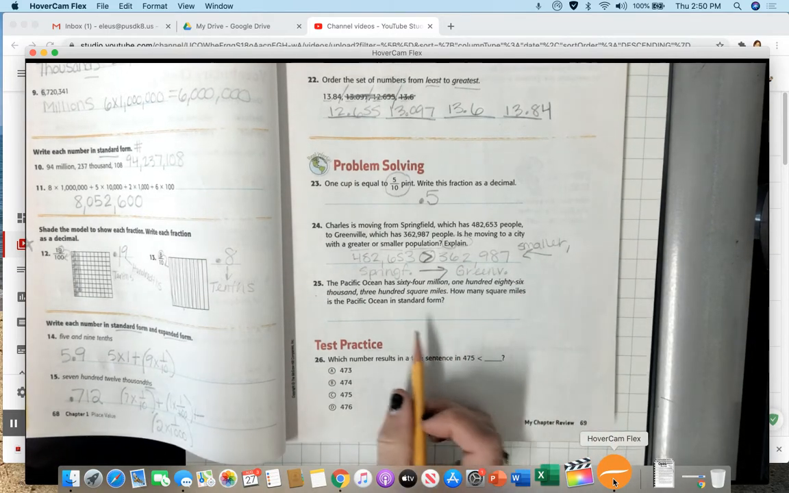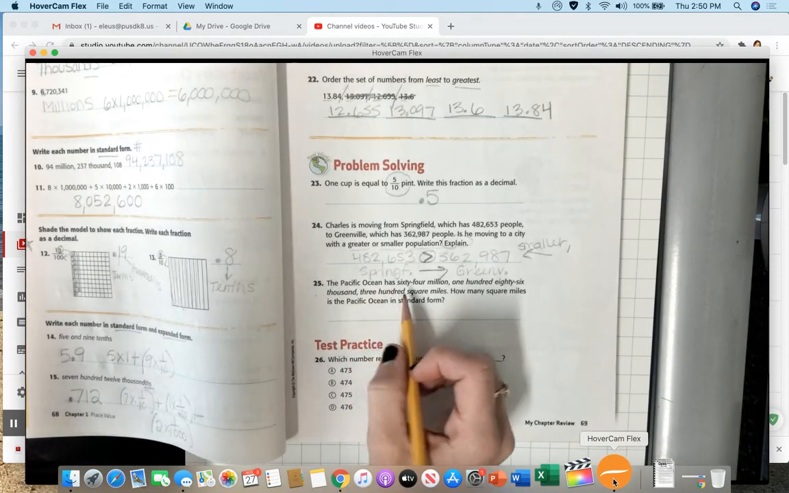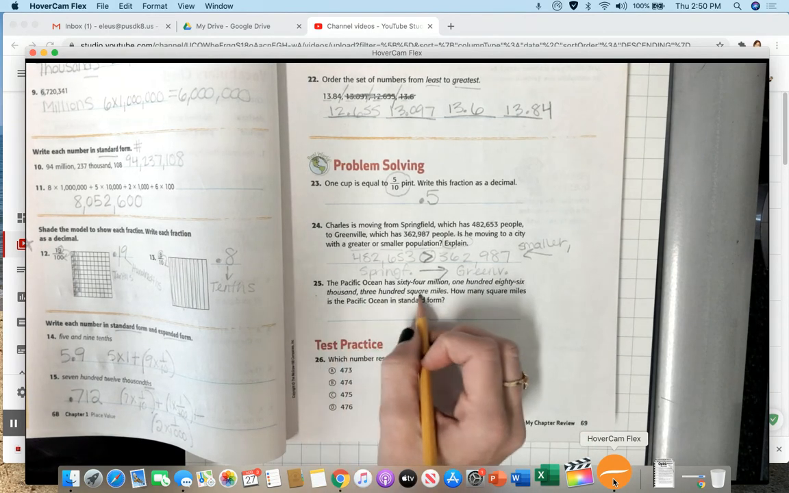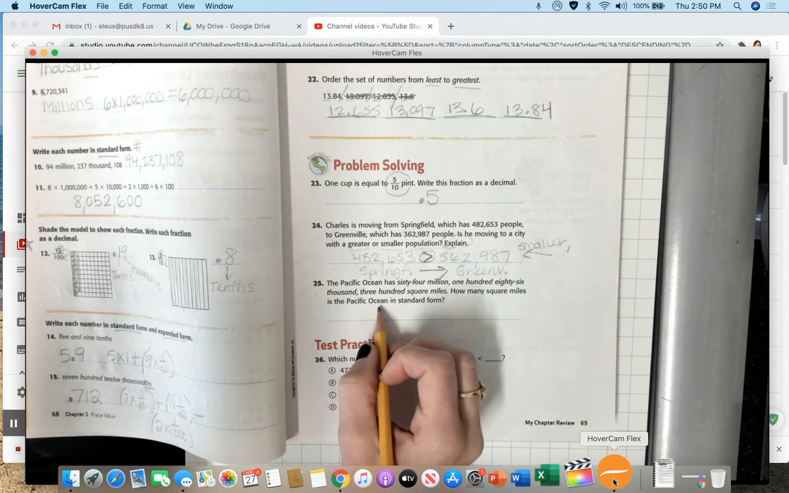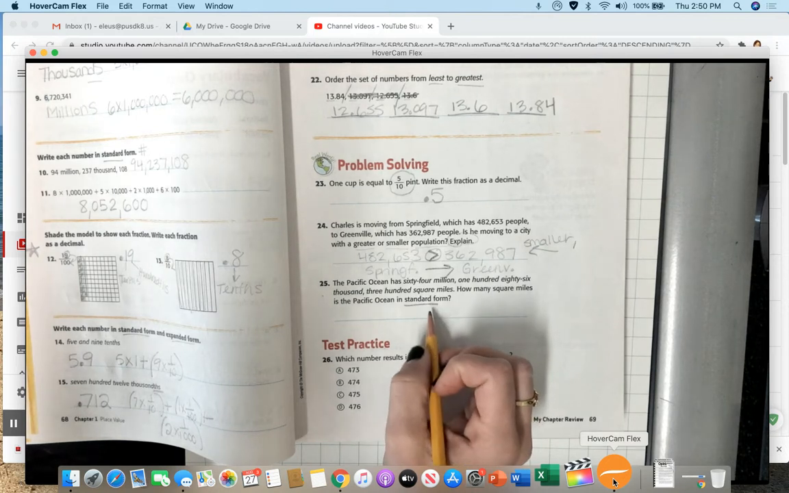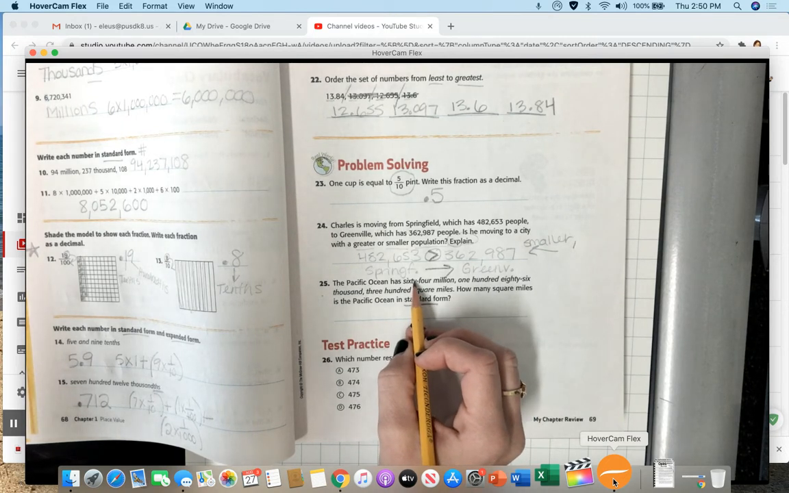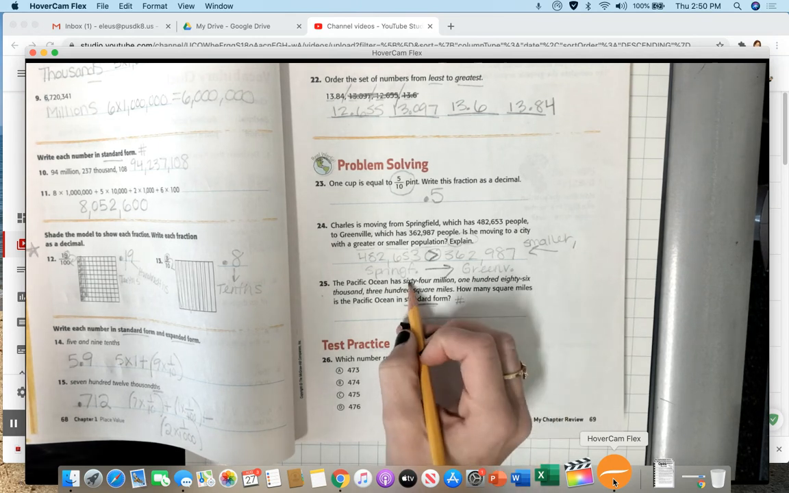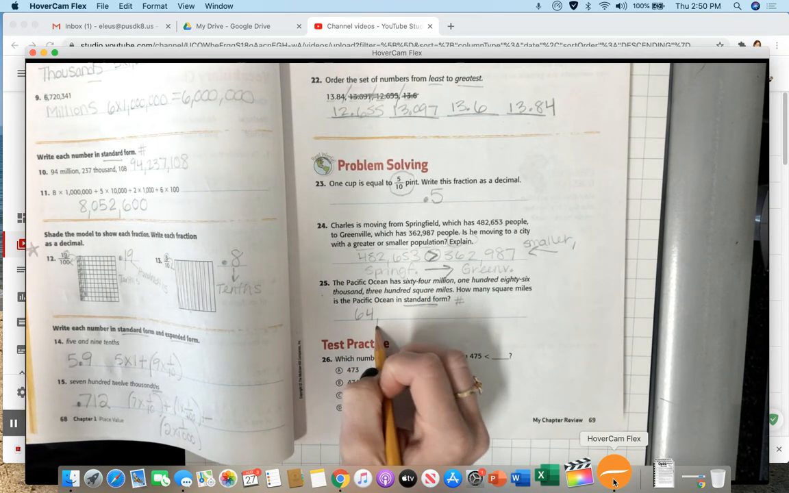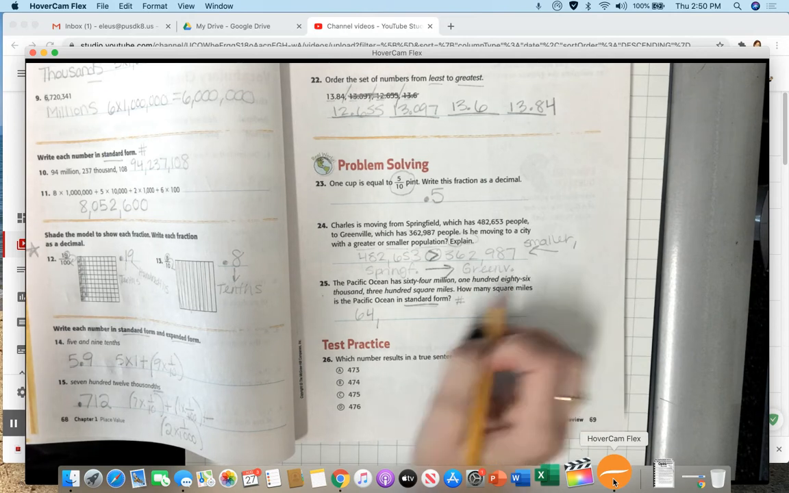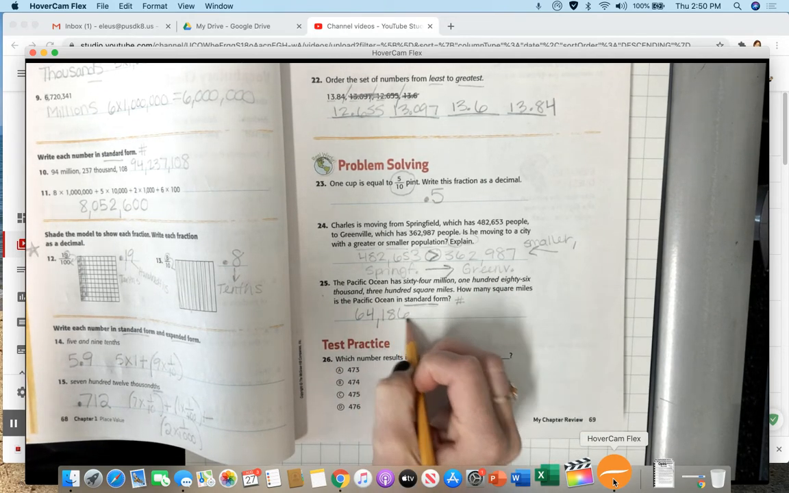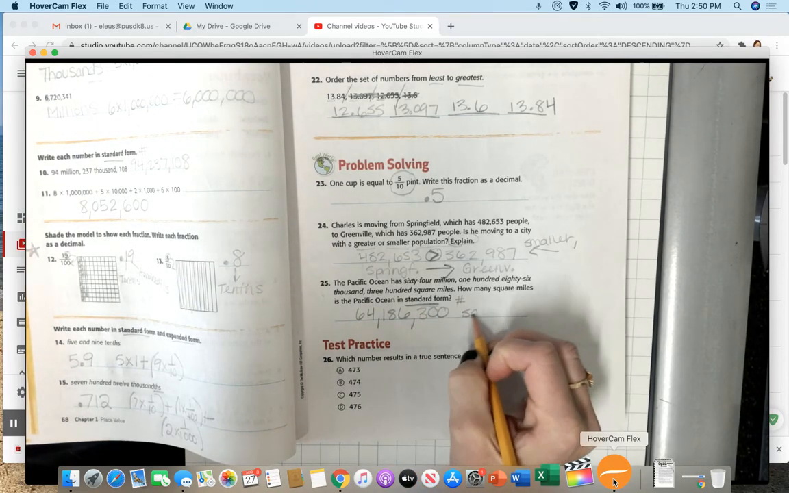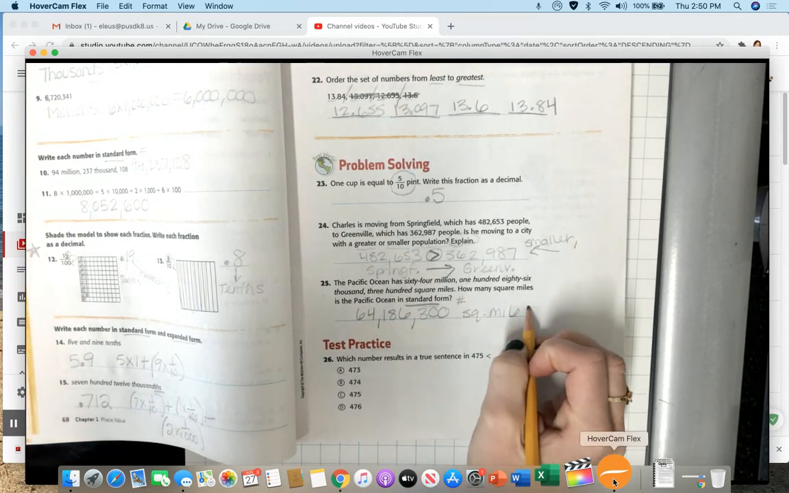Number 25, the Pacific Ocean has 64,186,300 square miles. How many square miles is the Pacific Ocean in standard form? All they want you to do is take this word form of a number and change it into standard, which would be in a number. 64,186,300 square miles. And there's our number in standard form.